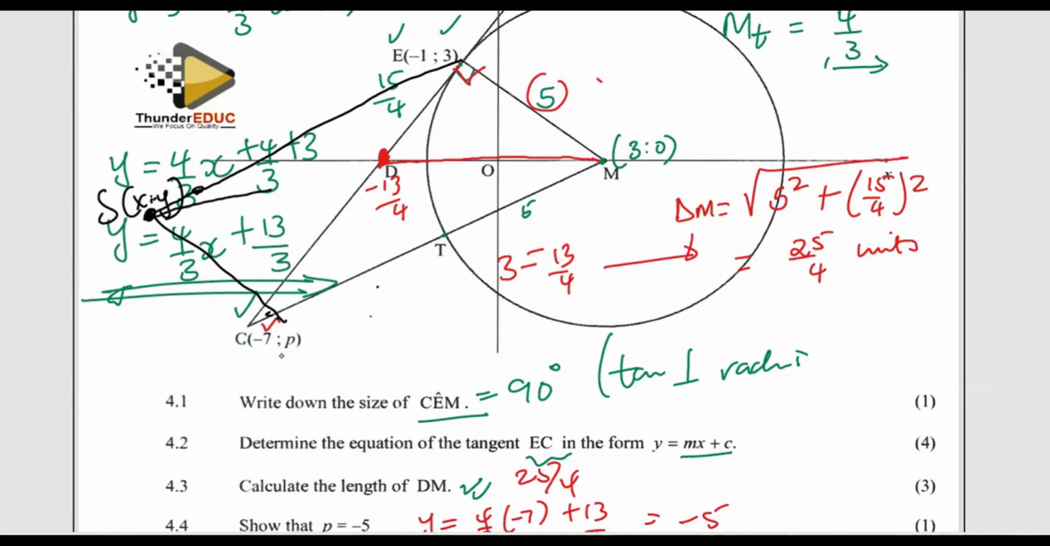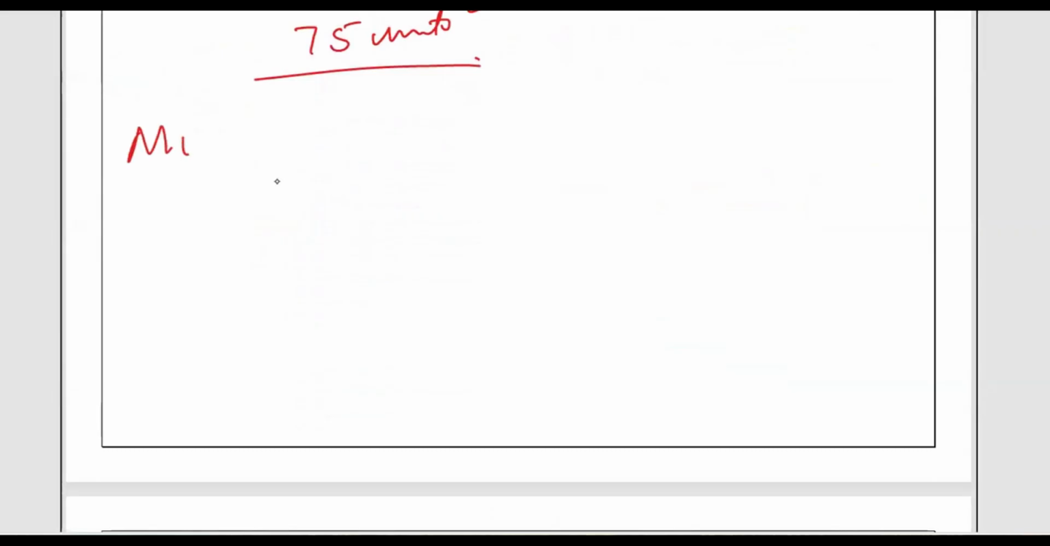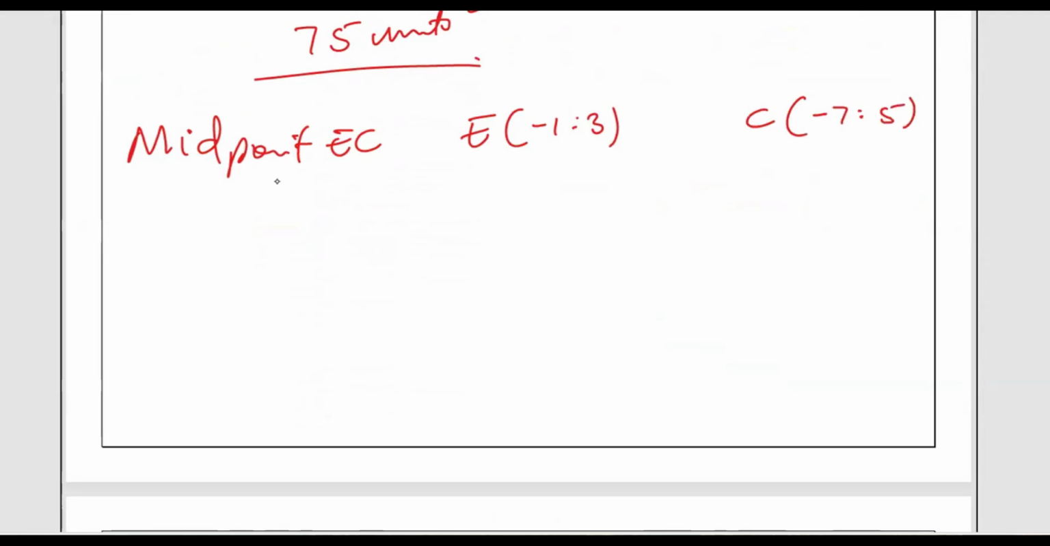Now, whenever we have a parallelogram, the trick of determining the missing coordinates is for us to use what we call the midpoint formula. So we need to get the midpoint of EC, which must also be the same midpoint as SM. So the midpoint of EC, whereby we know that E is negative 1 and 3, and then C, they said negative 7 and 5. Is that correct? So let's add that and we see.